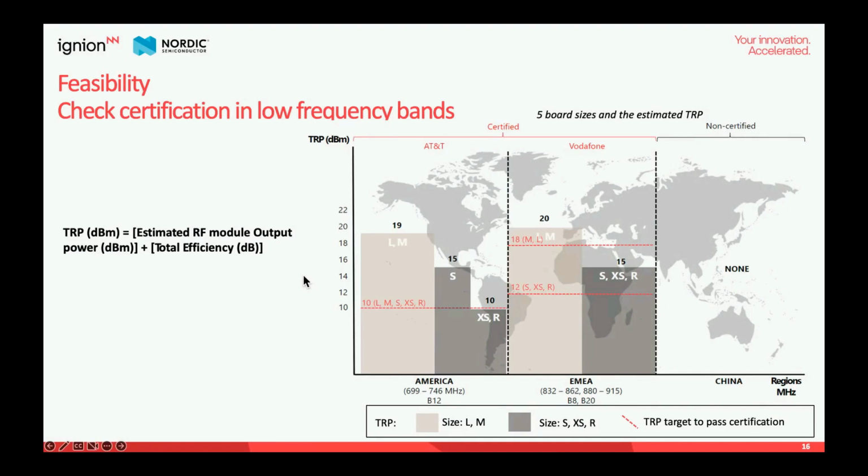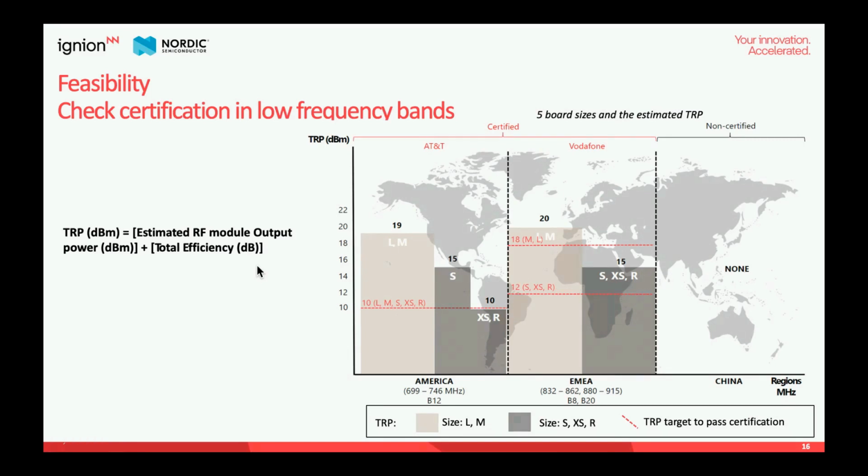Now, let's translate this efficiency in terms of TRP, which is more related to a certification process, and we're going to use this basic equation. The TRP, the total radiated power, I mean the power that is radiated by the device into space, is equal to this very simple formula: the output power of your transceiver in dBm plus the total efficiency in dB. And how we can use the total efficiency in the last graph related to certification, so let me elaborate that.